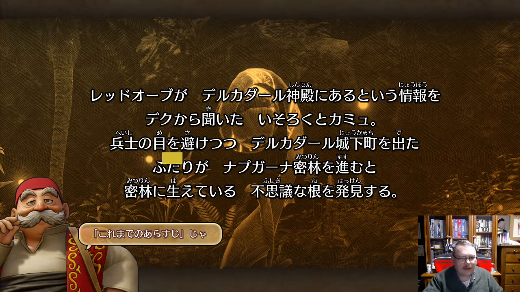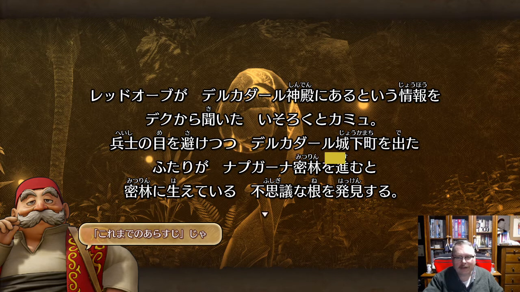So heishi no me o saketsutsu. Sakeru means to avoid something. And then heishi means soldiers. Me means like the eyes or the gaze. No is the noun and noun combining word. So heishi no me means the eyes of the soldiers. O saketsutsu. So as they avoid the eyes of the soldiers.